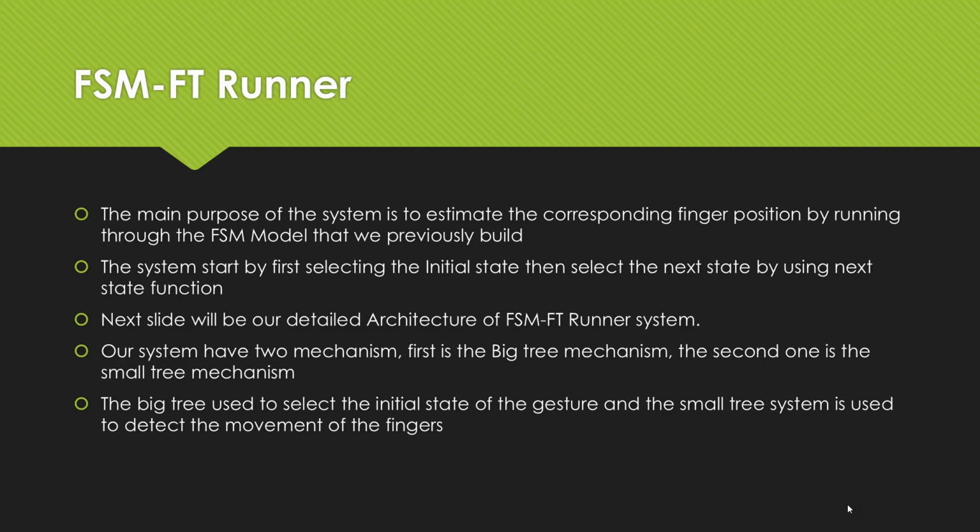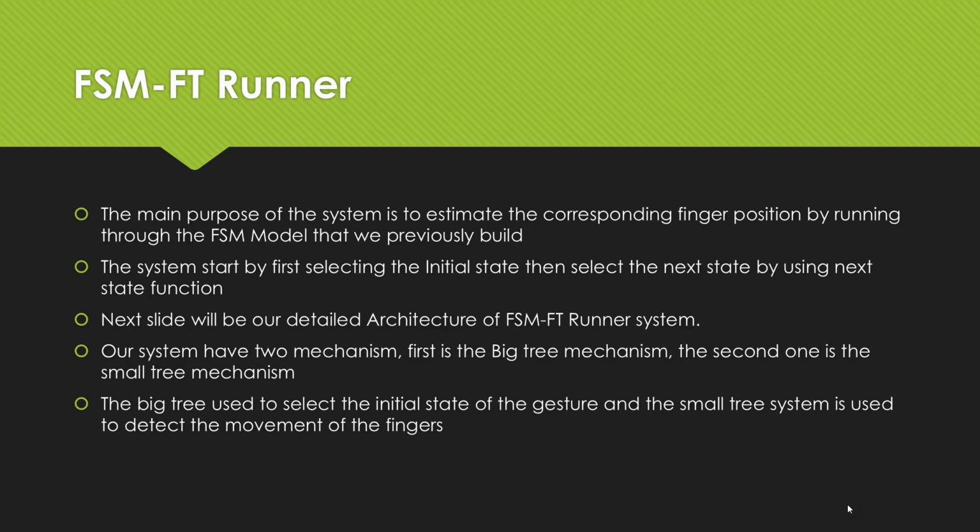So the main purpose of this system, which is now we go to the FSM runner, is to estimate the corresponding finger position by running through the FSM model that we previously built. The system starts by first selecting the initial state, then selects the next state by using the next state function that we will build. And the next slide will be the detailed architecture of the finite state machine runner system.